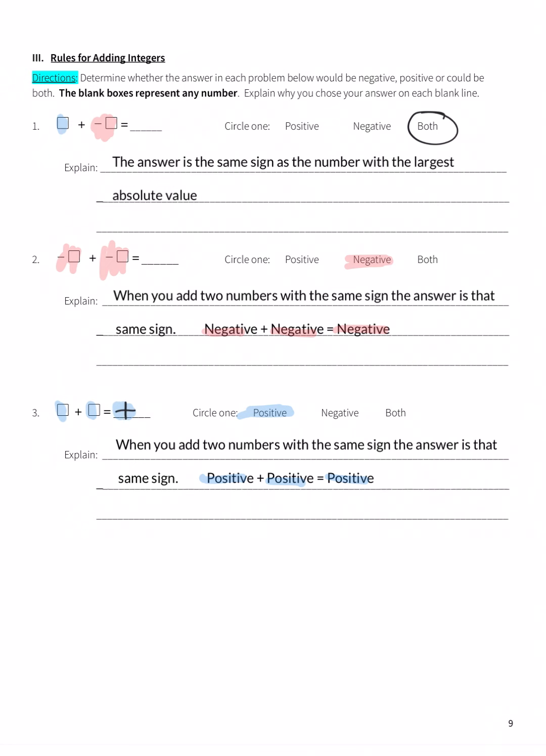All right, a little repeat from up here. A negative plus a negative equals a negative. And a positive plus a negative could be both. All right, so make sure you have this all in your notes.